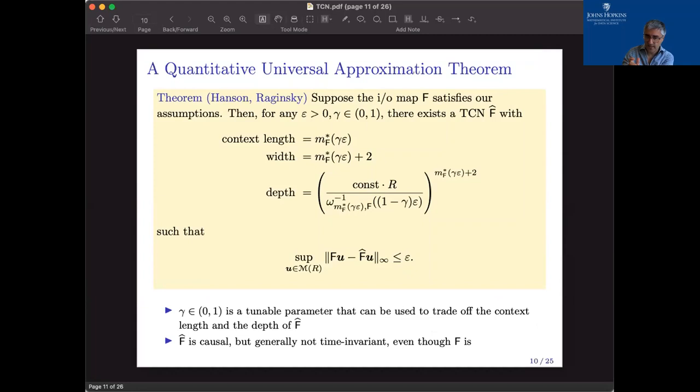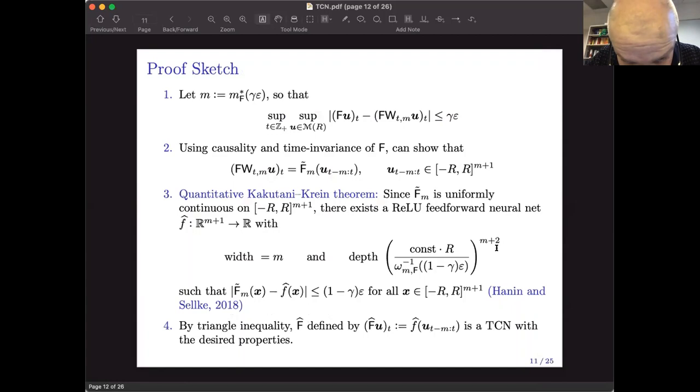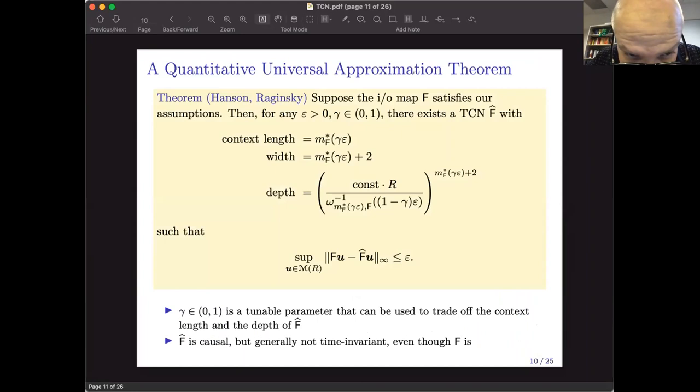And in the next slide, I think it was just M. No, M plus two is here, right? The width should be M plus two here, actually. Okay. That's a typo.